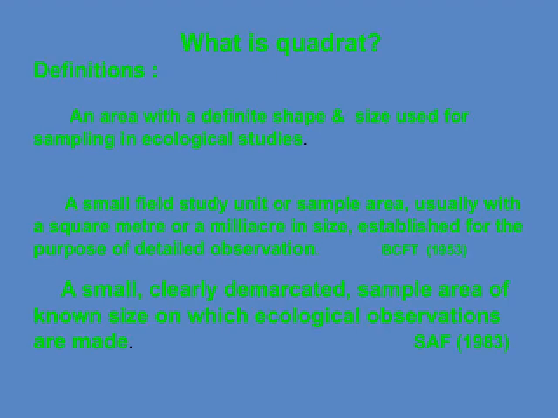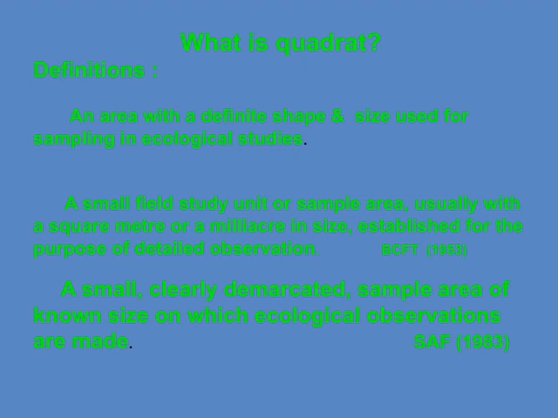So let's talk about what a quadrat actually is. Essentially, a quadrat is a defined area with a specific shape and size that we use for sampling in ecological studies. It helps us focus on a particular patch of habitat so we can study the organisms within it systematically. Now, according to BCFT in 1953, a quadrat can be described as a small field study unit or sample area, often a square meter or sometimes 1,000 square meters, what we call a milliacre. The idea here is to establish a manageable, well-defined zone where detailed observations can be made.